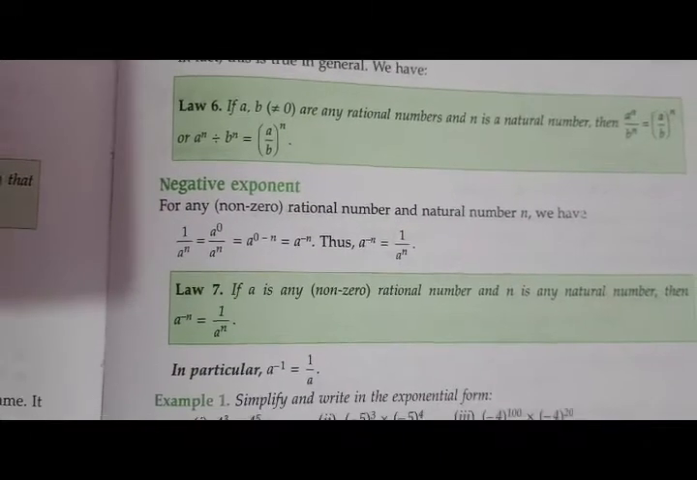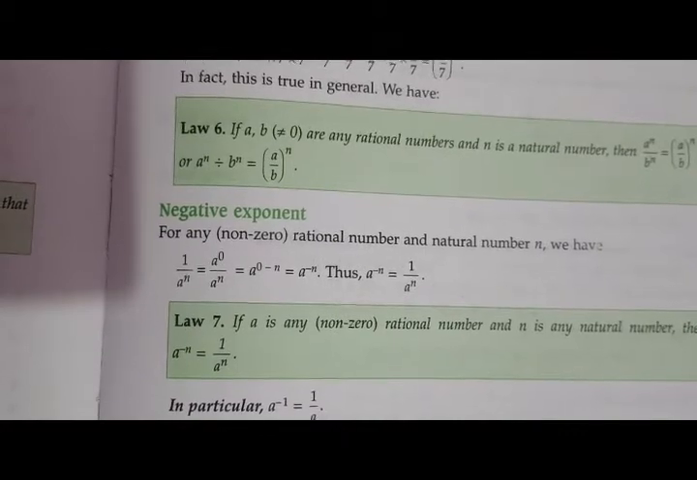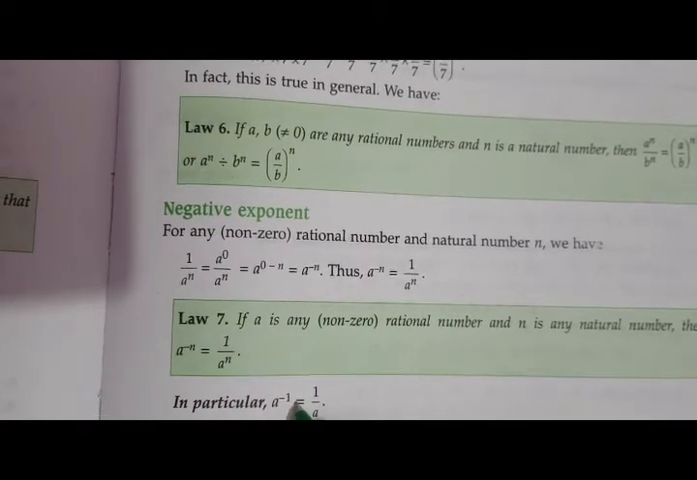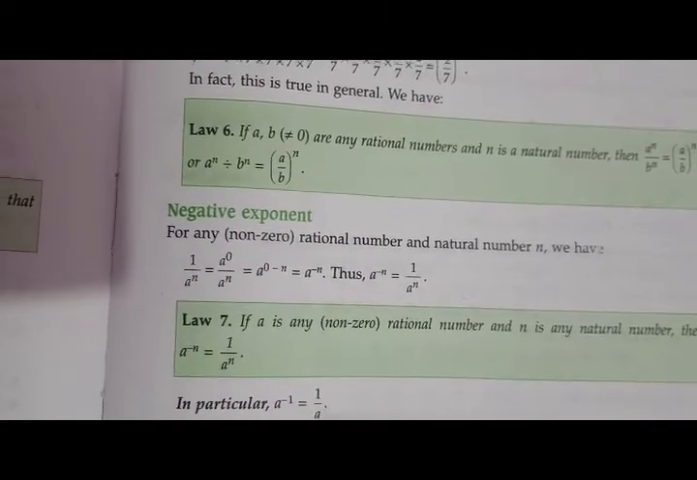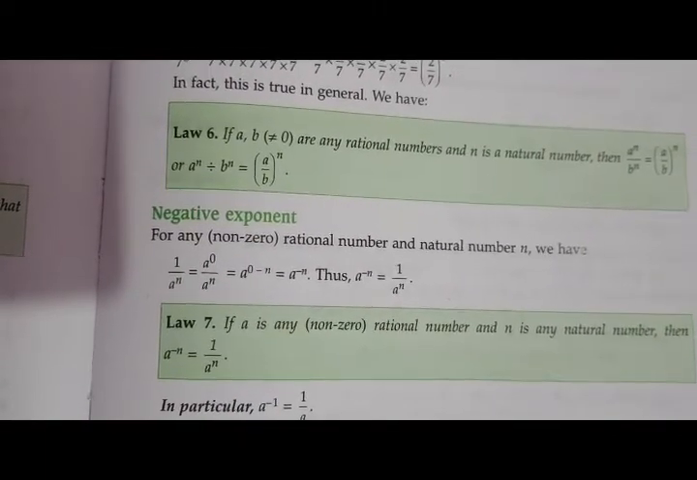Okay, these are the 7 laws that you have to keep in mind. And suppose we have a to the power minus 1, then it means 1 upon simply a. So these are the 7 laws which you have to go through, and hopefully you have understood.